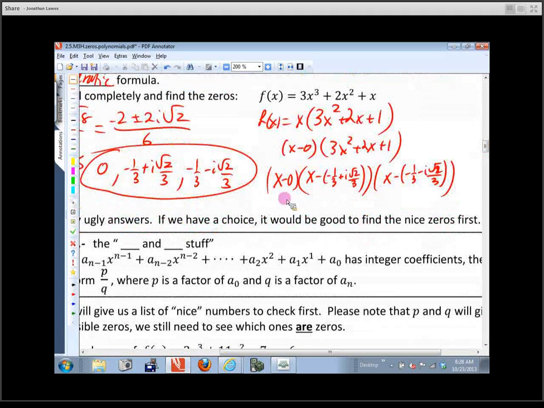Okay. I'm not going to bother writing this as an x minus 0 if that's okay. We've kind of illustrated the point. That one is an x. This one is an x. What's minus a minus 1/3? Positive 1/3. And this is going to be minus a positive i radical 2 over 3. So that's going to be minus i radical 3 over 2.